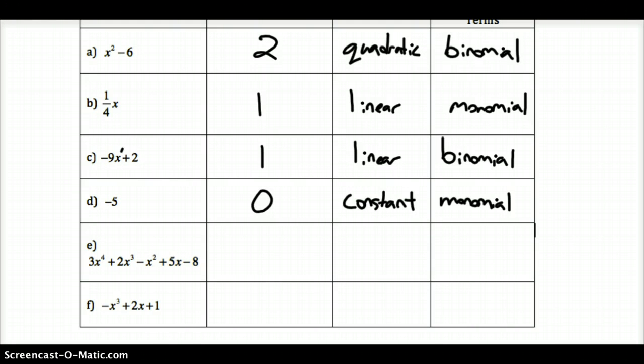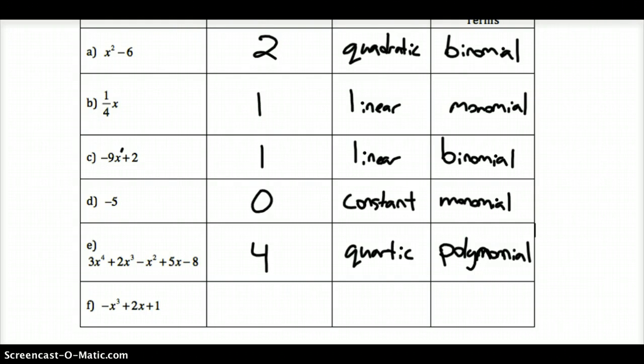Moving on to the next one, we got all sorts of terms there. It's bigger than 3. We're going to call that a polynomial. So it's many terms. Polynomial. There's about 5 terms there. Its highest degree is 4. It's already in standard form for us there, so that's a quartic function.